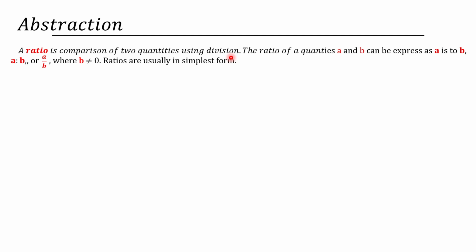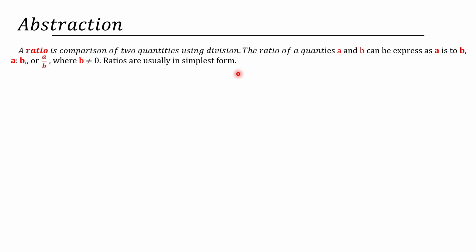So, kanina may kinumpare tayong egg, quantity of egg, and a quantity of flour, or anything na dalawang quantity. Pag kinumpare natin yung dalawang yon, tawag sa kanila a ratio. A ratio of quantities A and B can be expressed as A is to B, or A over B, where B is not equal to 0. And sabi dito, ratios are usually in simplest form. Kaya kailangan natin i-simplify yung ratios natin.